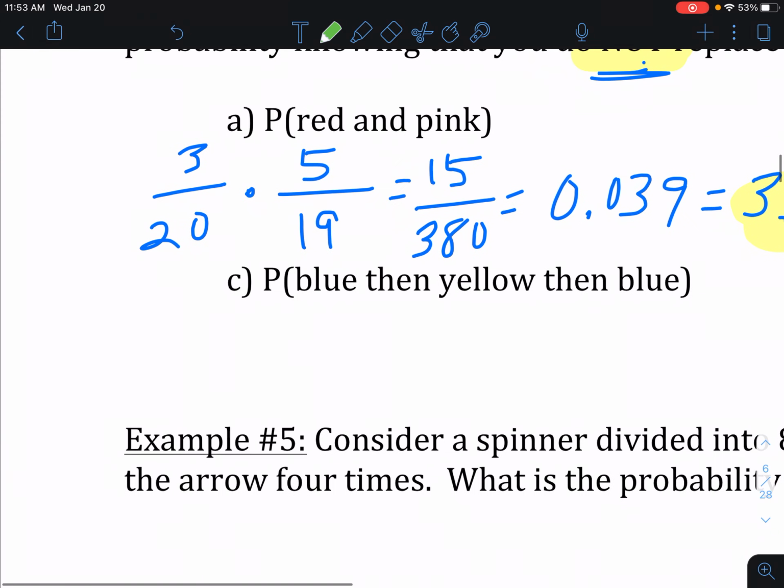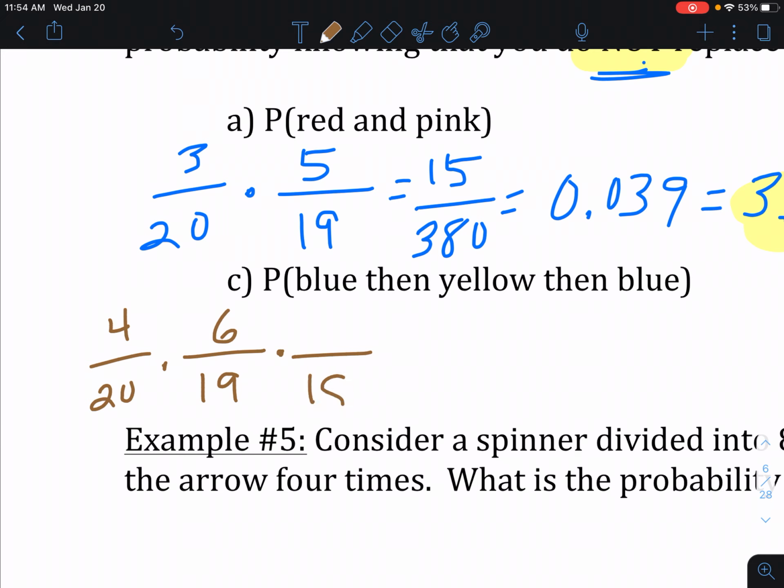Okay, letter C, probability of a blue, then a yellow, then a blue. So the blue, start over from scratch here, would be 4 out of 20. There's 4 blues out of 20 marbles. Then the second one is a yellow. There are 19 marbles left total. You still have 6 yellow left. And then for the third one is another blue. There's 18. You have 2 that are pulled out. That means you have 18 remaining.